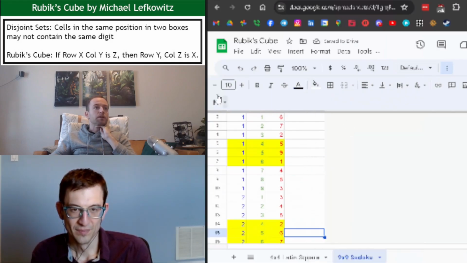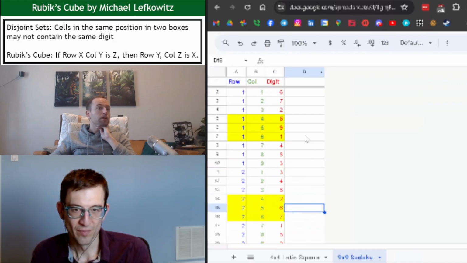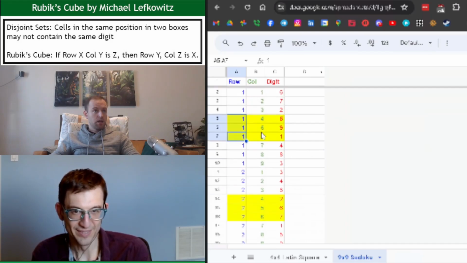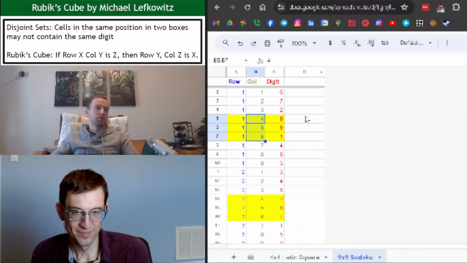What do these have in common? It's really hard to see right now what they have in common. They don't have rows in common. They don't have columns in common. What they have in common is that the entropy of the row is the same in all of these. And the entropy of the column is the same in all of these.